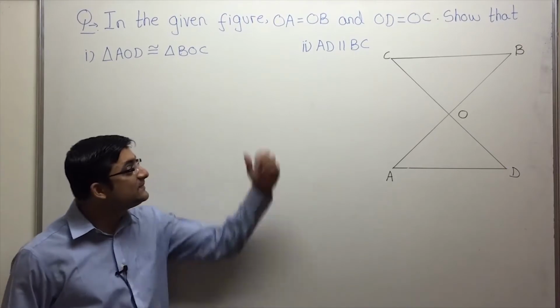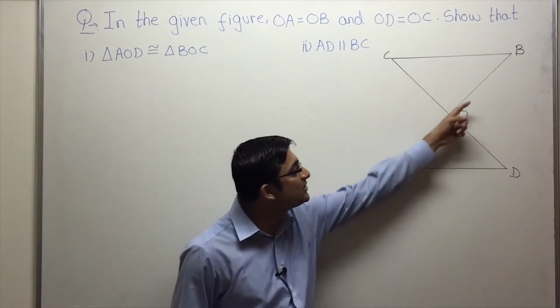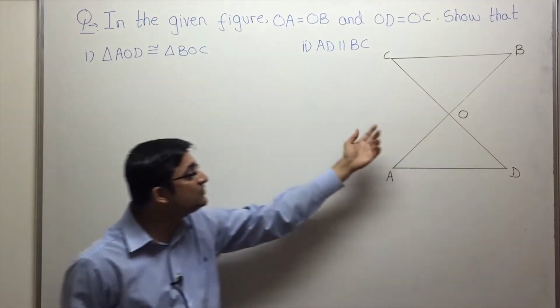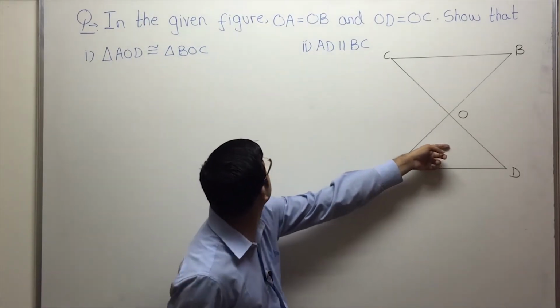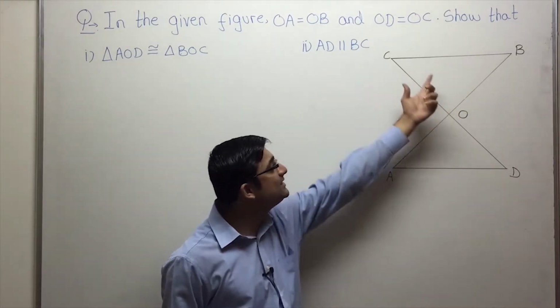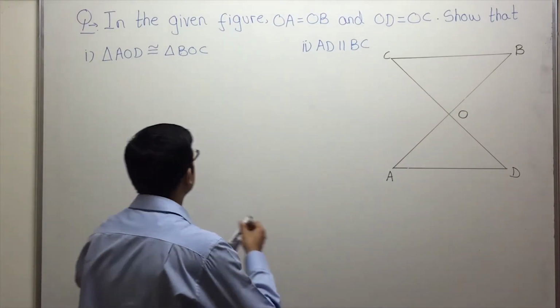So let's read the question. In the given figure, OA is equal to OB and OD is equal to OC. Based on this, we have to show that triangle AOD is congruent to triangle BOC. That is, these two triangles are congruent and AD is parallel to BC. So let's begin.